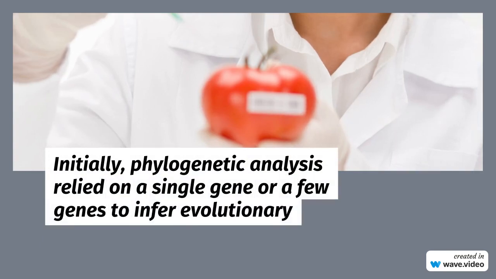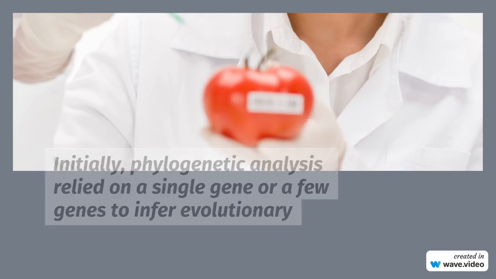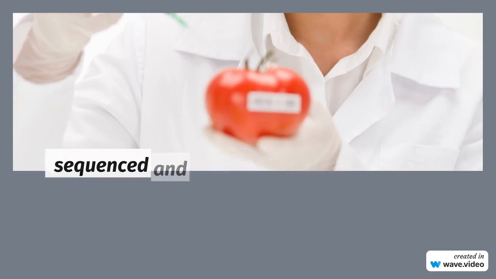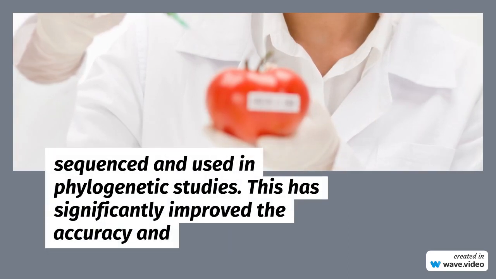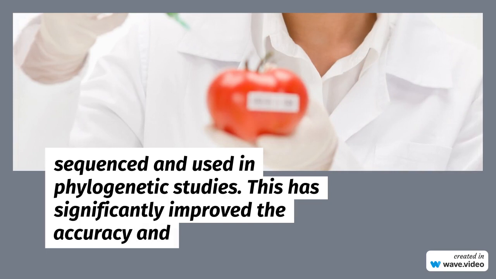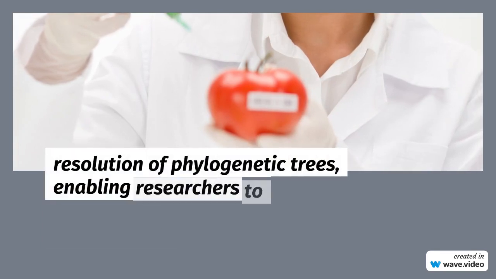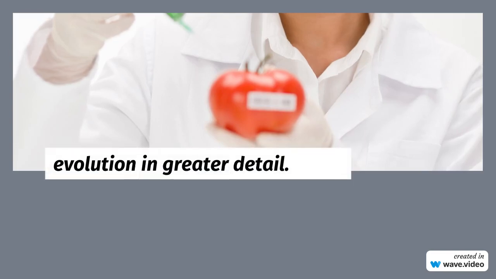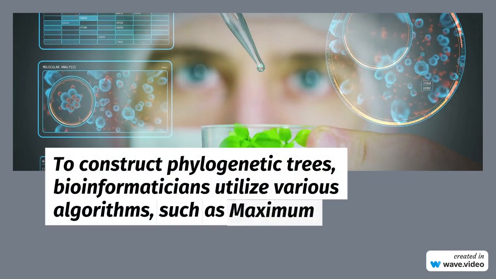Initially, phylogenetic analysis relied on a single gene or a few genes to infer evolutionary relationships. However, with the advent of high-throughput sequencing, entire genomes can now be sequenced and used in phylogenetic studies. This has significantly improved the accuracy and resolution of phylogenetic trees, enabling researchers to understand vector evolution in greater detail.